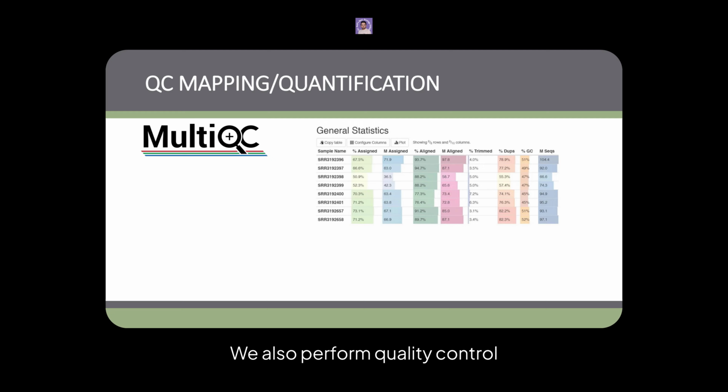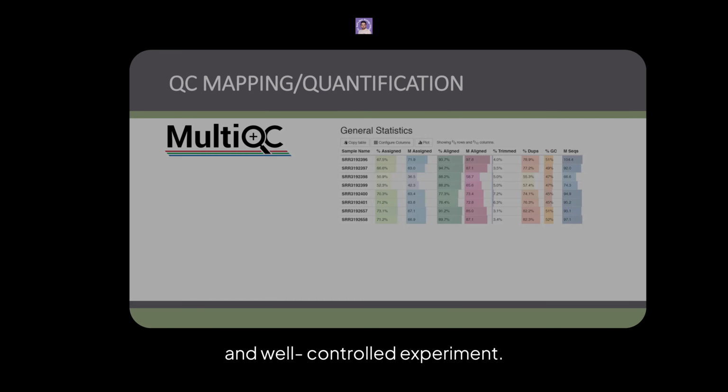We also perform quality control on mapping and quantification using MultiQC. Here we review general statistics such as the percentage of assigned reads, alignment rates, duplication levels, and GC content. Consistent metrics across samples indicate a reliable and well-controlled experiment.